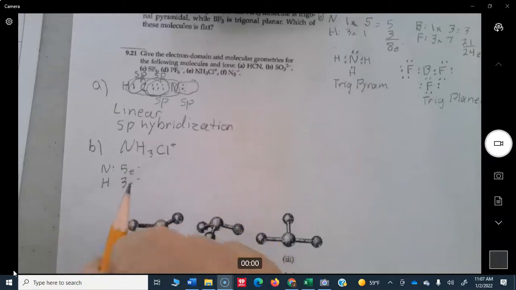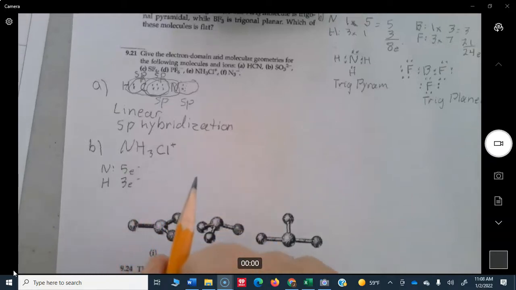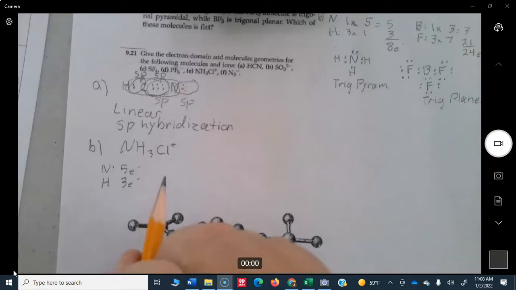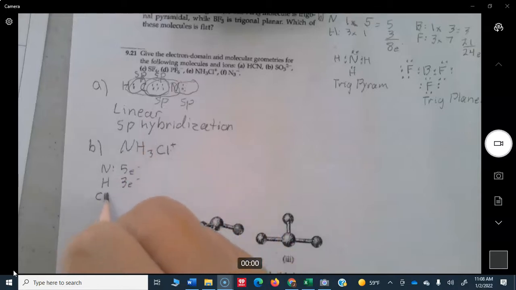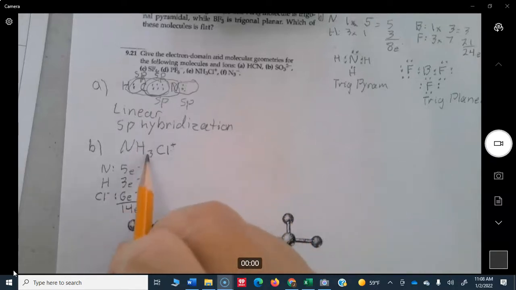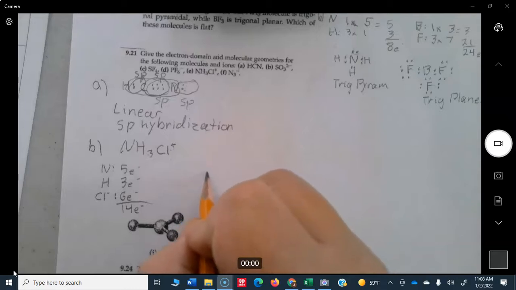And Cl, chlorine, if you go to your periodic table, you're going to see that it has 7 valence electrons. It's second from the end of the 3rd row. So it's got 7, but it's a plus. That means it's ionized. So that means the chlorine is going to be not 7, but 6 electrons. It lost an electron. Okay. All right, so what we have here is 14 electrons. Okay. Hydrogen can't be the terminal atom. We're going to put nitrogen in the middle here.